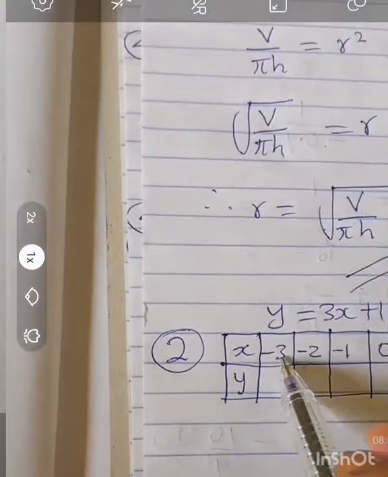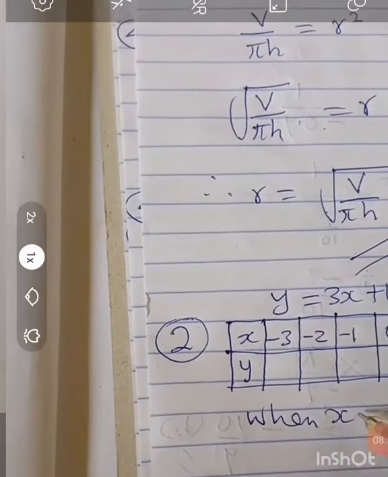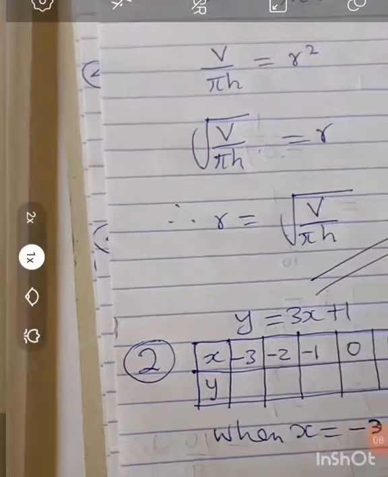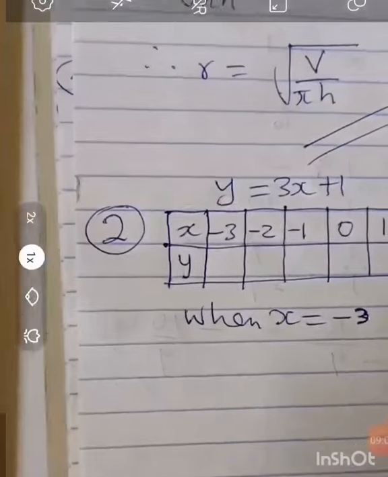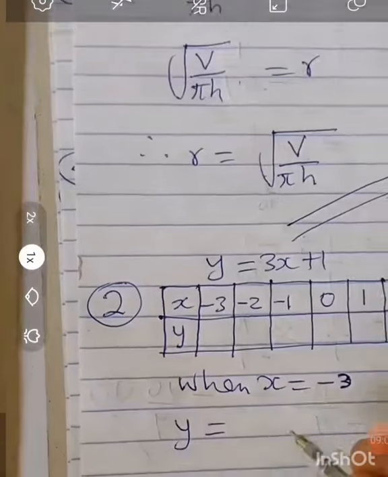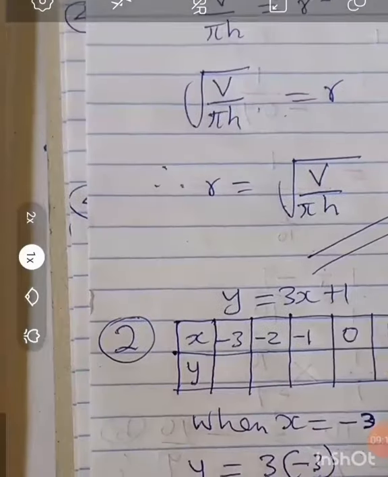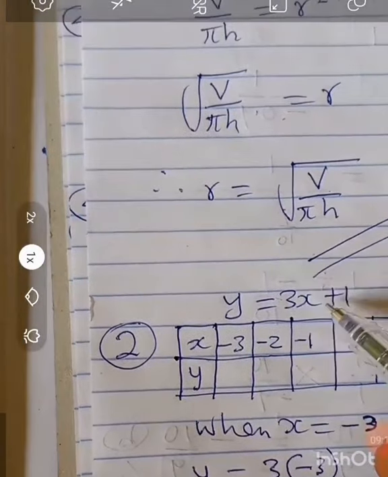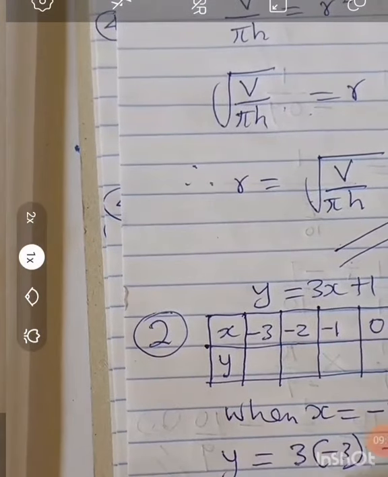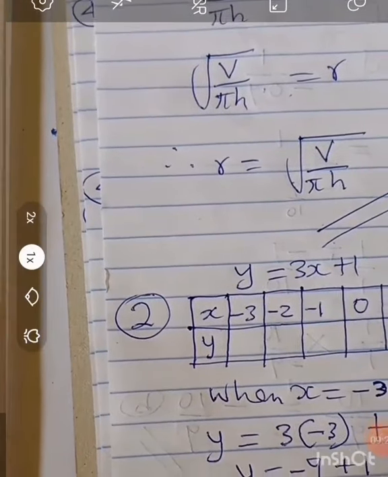So for this place, x is -3. Showing working now, when x is equal to -3, y will be equal to, using this equation, 3x plus 1. Y will be equal to 3 times -3. That is 3 times x. Since our x is now -3, so 3 times -3 plus 1. So y now will be equal to 3 times -3 is -9 plus 1. And -9 plus 1 will give us -8.